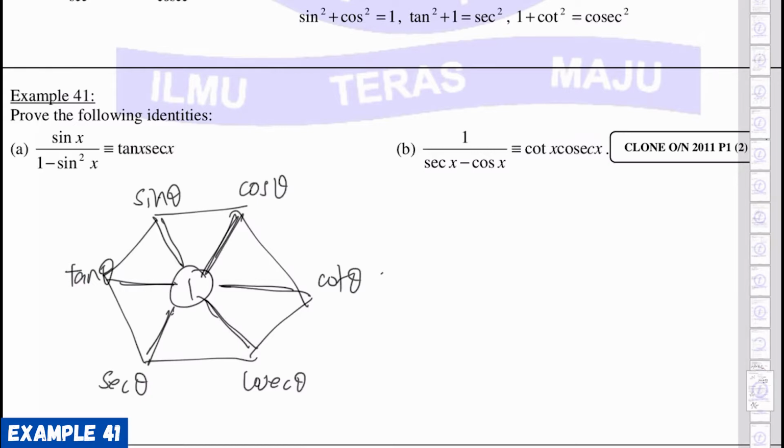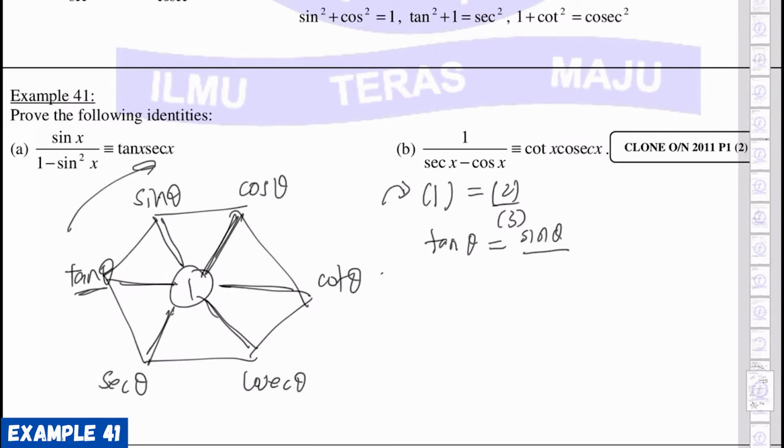The first one is this. If you go in any direction, say clockwise direction, we always take the first equals second divided by third. For example, my first function is tangent, so we write tangent theta equals, if I go in clockwise direction, what is the next one? Sine. The third one is cos.